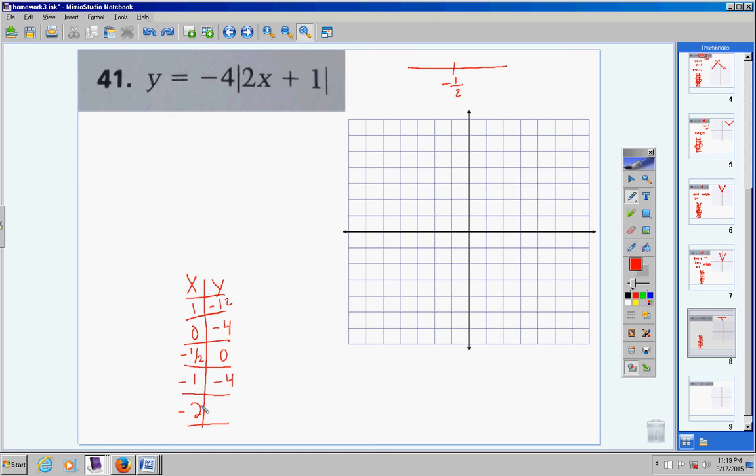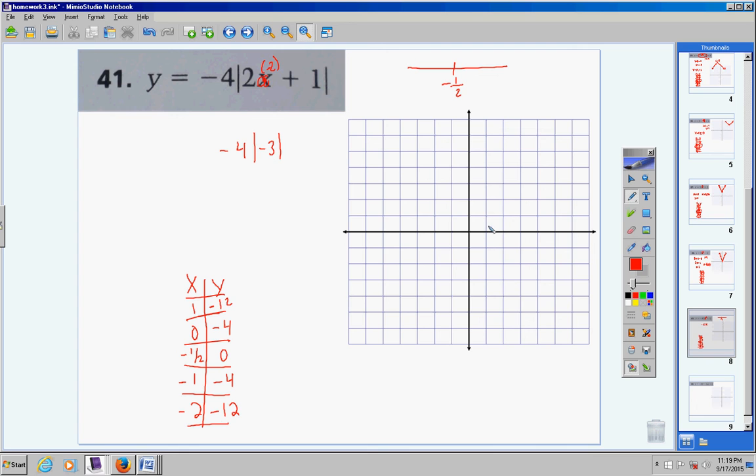Okay, now we're going to put -2 in for x. 2 times -2 is -4. -4 plus 1 is -3. So -4 times the absolute value of -3. The absolute value of -3 is 3. 3 times -4 is -12.